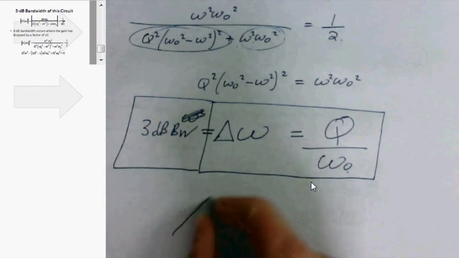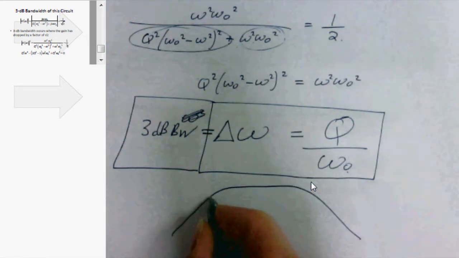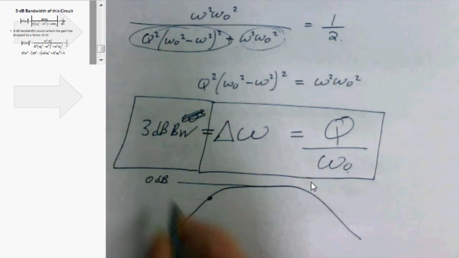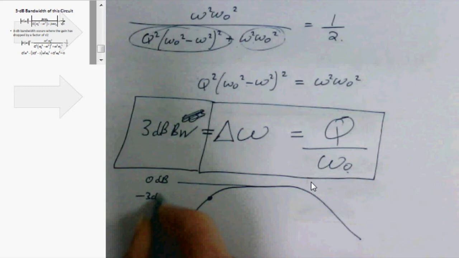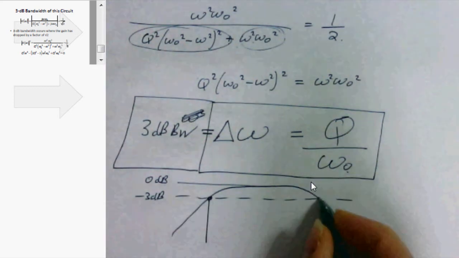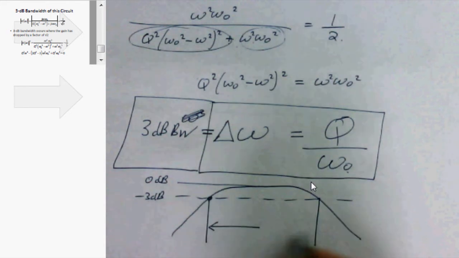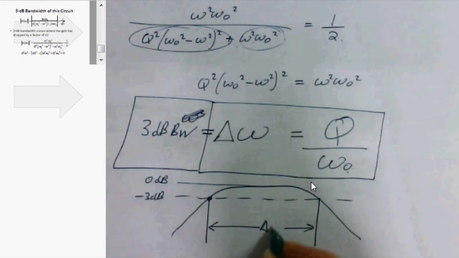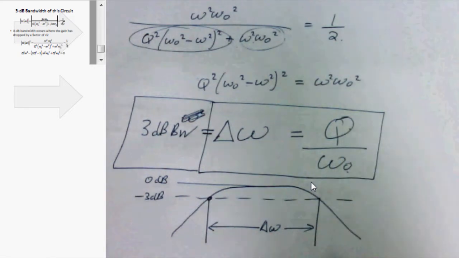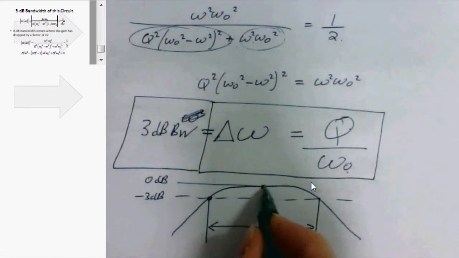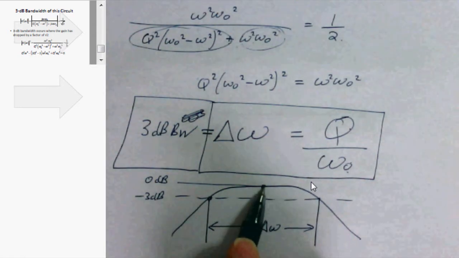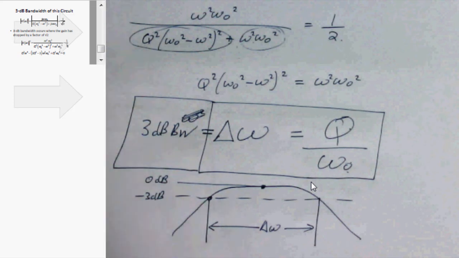So if the Bode plot was doing something like this, where this was 0 dBs, our maximum value, and this was minus 3 dBs here, then that range of frequencies here is Q divided by the resonant frequency. The resonant frequency is right in the middle, where it has its maximum possible gain of 0 dB.